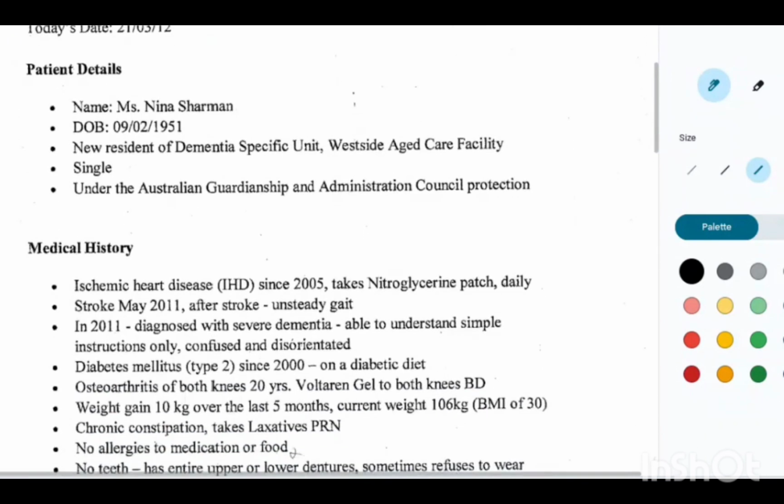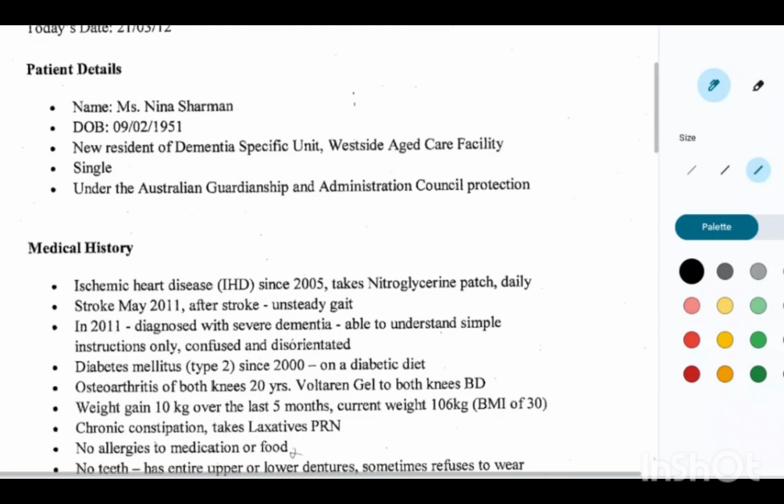Medical history is given. The patient has had ischemic heart disease since 2005, and she is on a nitroglycerin patch daily, and a stroke in May 2011. After the stroke, unsteady gait. In 2011, diagnosed with severe dementia, able to understand simple instructions only, confused and disoriented. Diabetes mellitus type 2 since 2000, on a diabetic diet. Osteoarthritis of both knees for 20 years, Voltaren gel to both knees, BD.